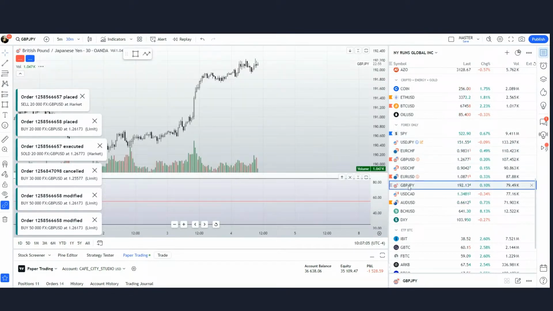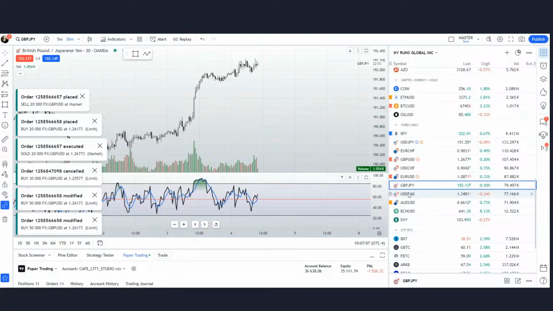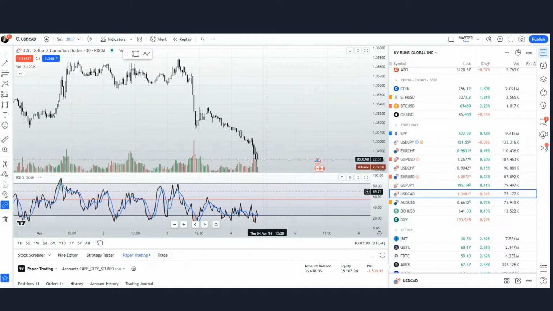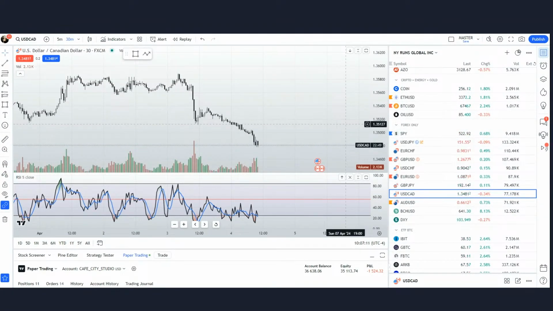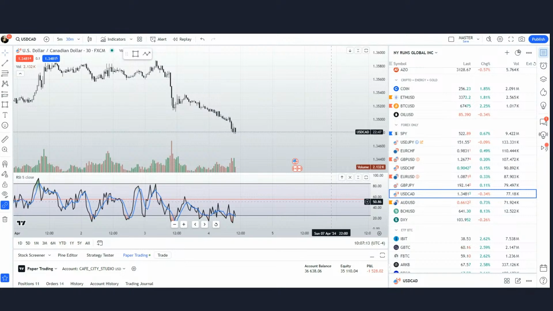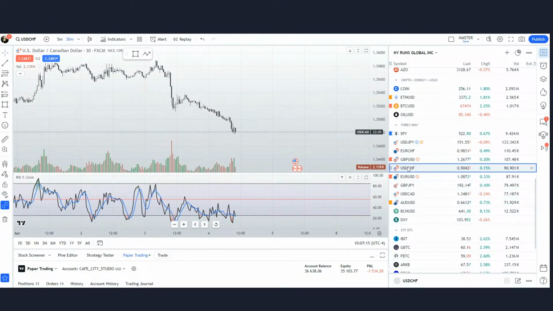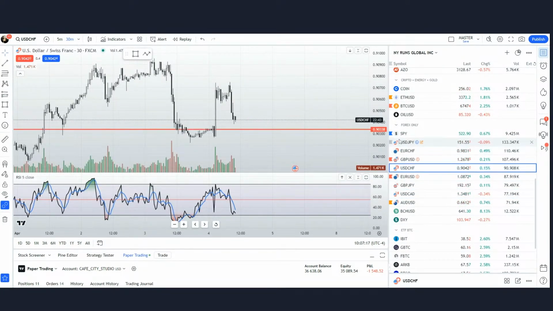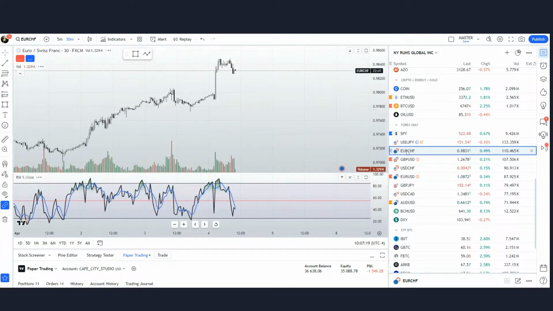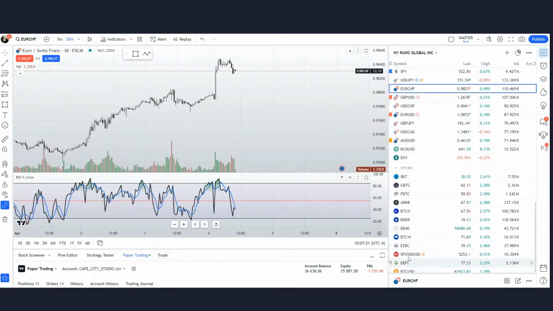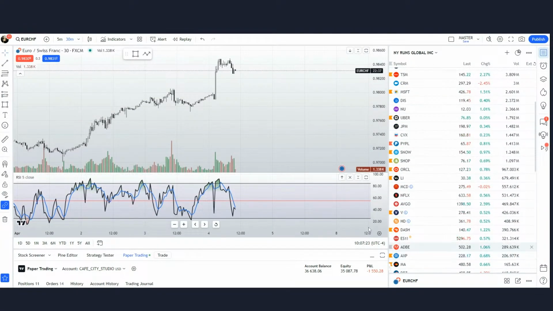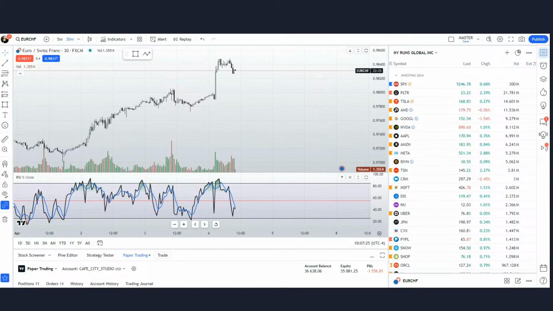GBP JPY. What do we have over here? Nothing. USD CAD. Oof, oversold. Waiting for a pull up to the upside, but I'm not gonna touch it since I don't trade it too long. And that's it. That's all I see. Gonna come back tomorrow and see how we did.